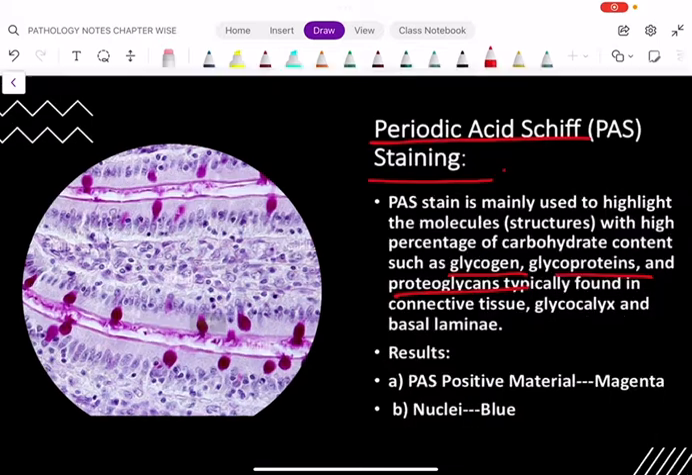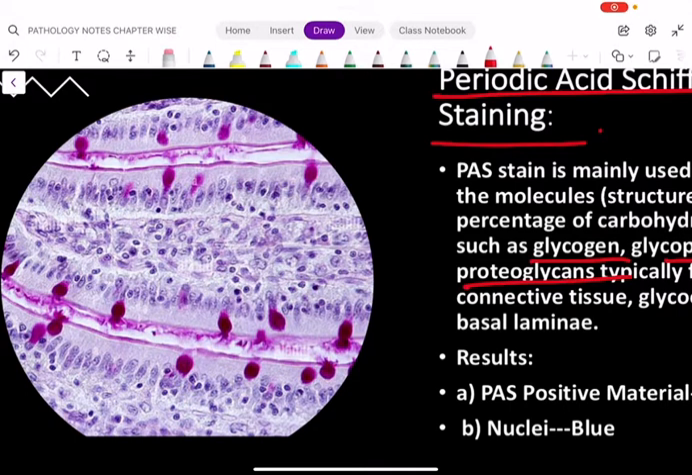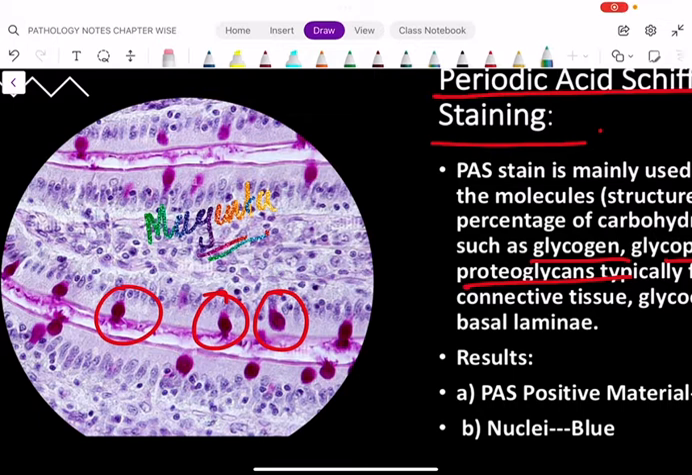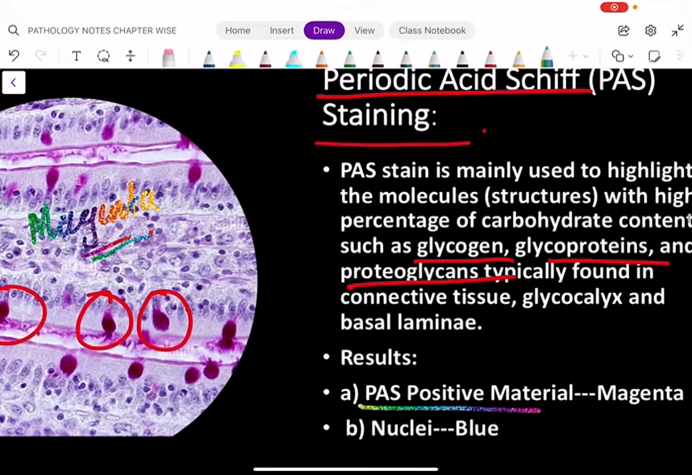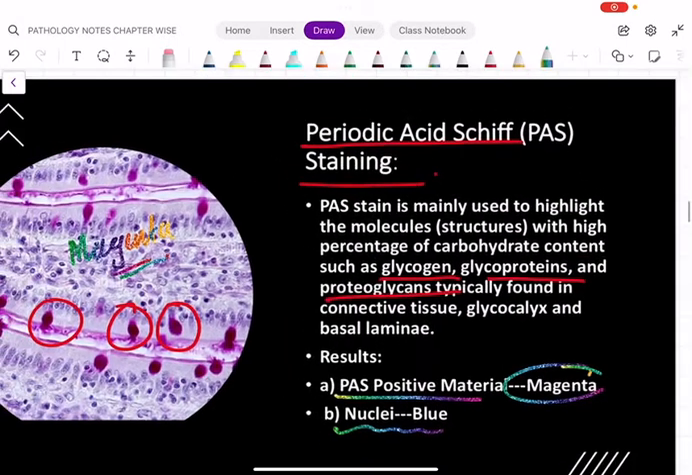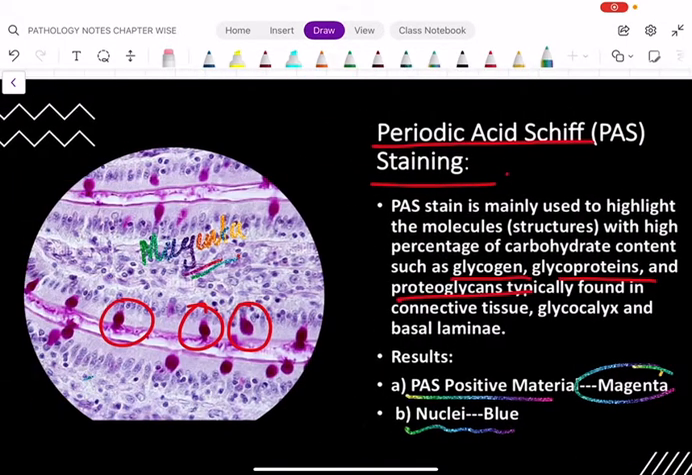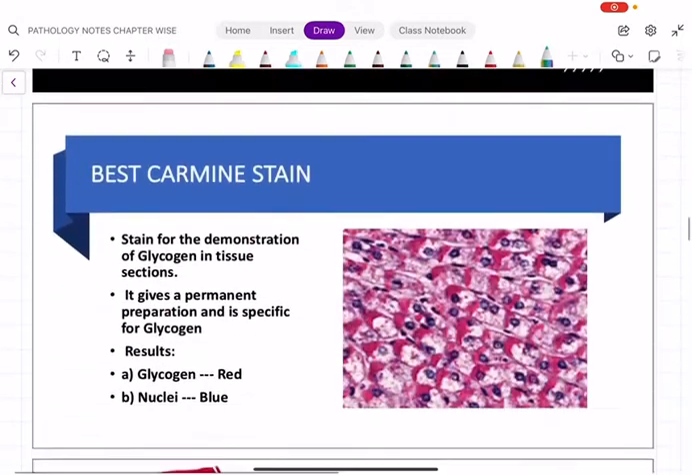As you can see in this picture, when I am zooming, you have some magenta color. What is the color? They are magenta. These magenta colors are PAS positive material, whereas the nuclei will stain blue in color. The PAS positive materials are magenta, and these are the carbohydrate contents that stain magenta.